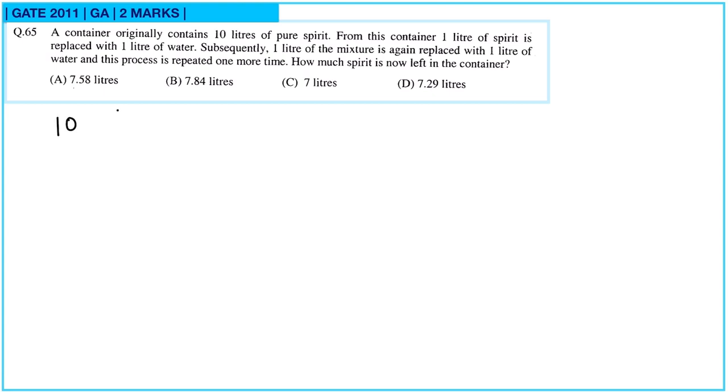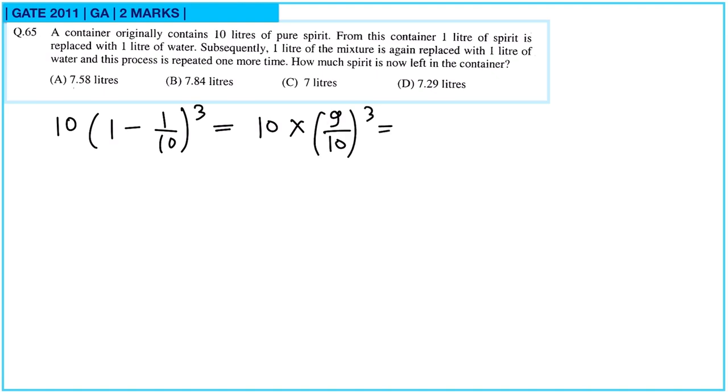Suppose we have 10 liters originally, and out of it 1 liter is removed. So 1 by 10 is removed, and in that place water is added. So it will be 1 minus 1 by 10 after replacing 1 liter. This process is repeated 3 times. So this is 10 into 9 by 10 cube, that is 9 cube, that is 729 upon 1000. 10 by 1000 is 1 by 100, and this will be 7.29 liters. So option D is correct.